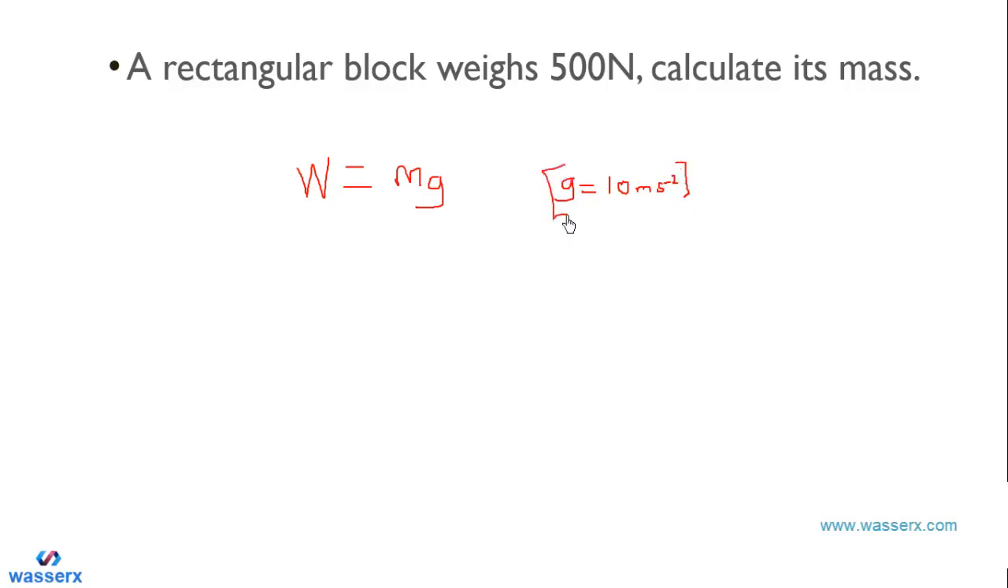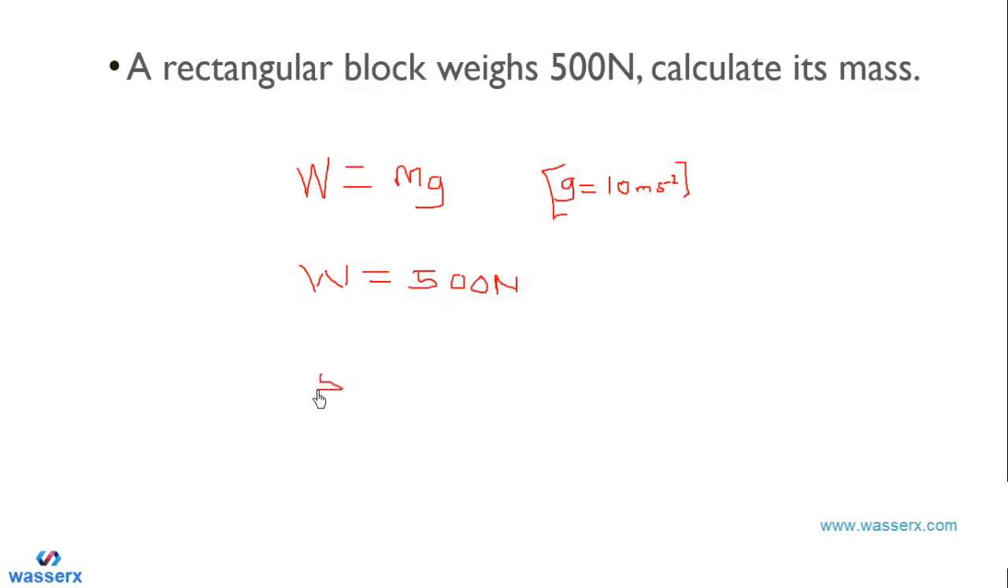Now, we're given the weight of the block to be equal to 500 newtons. And we want to find the mass, so we know two quantities and we are looking for the mass, which is m. So we just have to do substitution over here.